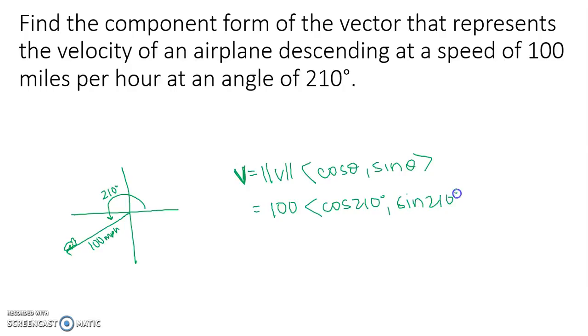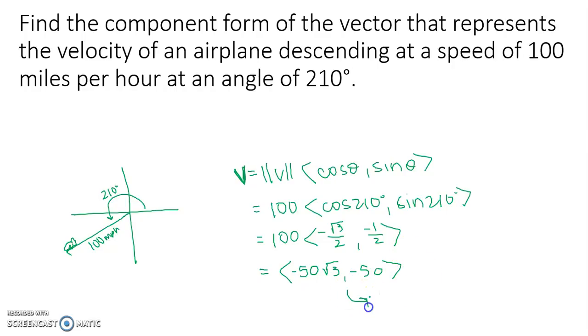Now, 210 is on my unit circle, so this should be done without a calculator. Cosine of 210 would be negative radical 3 over 2. Sine of 210 would be a negative 1/2. When I multiply my 100 to those, I get negative 50 radical 3, negative 50.